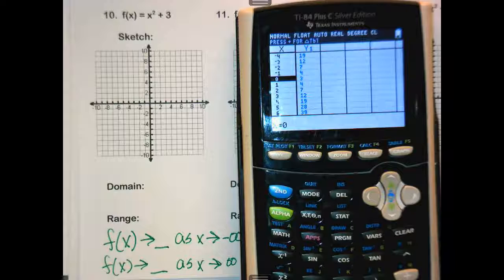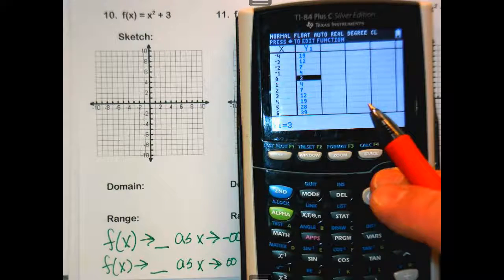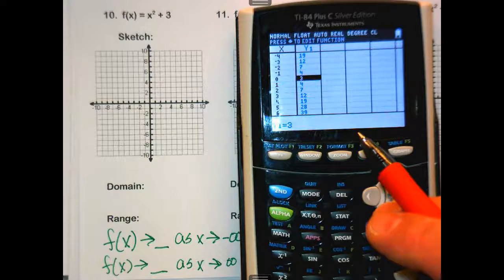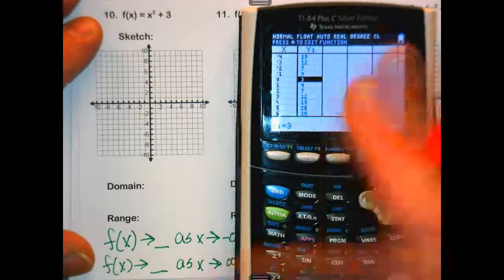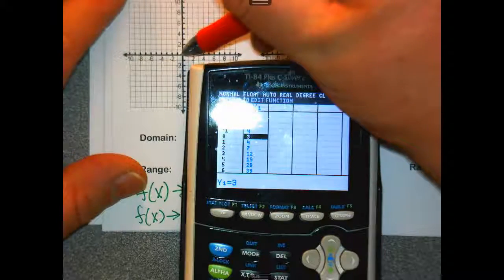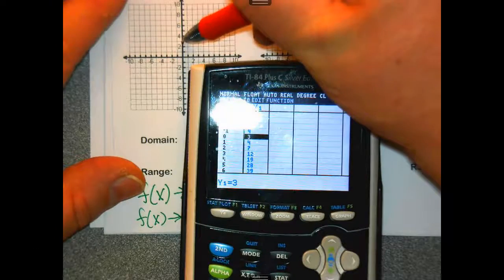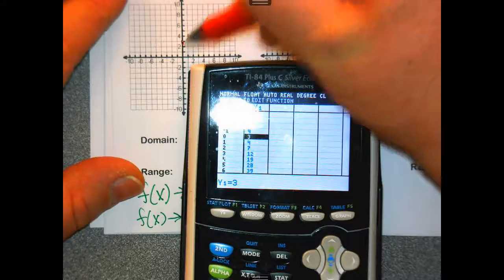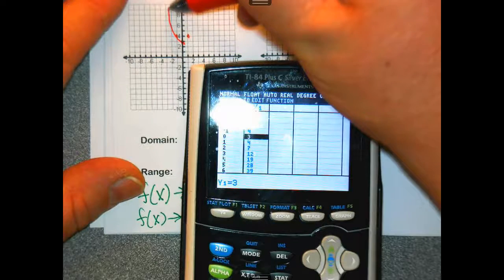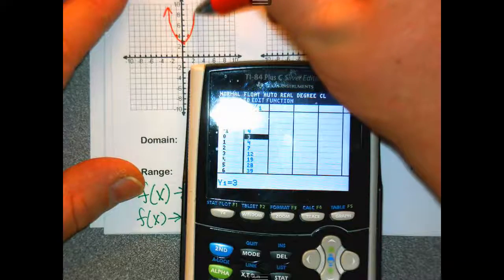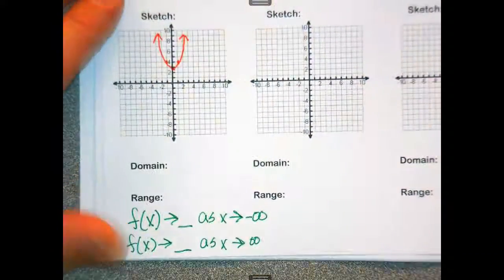There's my vertex, 0, 3. I know it's the vertex because the numbers start to repeat. So 0, 3, 1, 4, negative 1, 4, and there's my parabola. Or as we mathematicians call it, parabola.